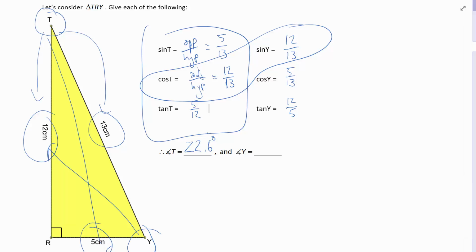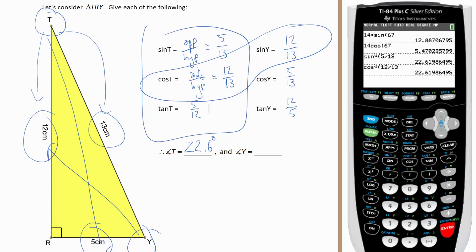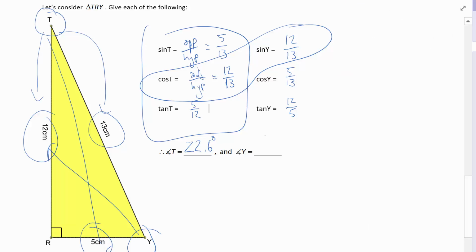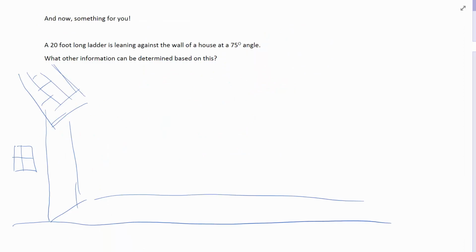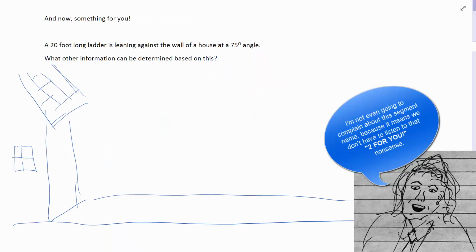Now solving for angle y, I could simply subtract from 180, but since I've got these new trig ratios, sine and cosine, I'd like to test them out on the calculator as well. So let's do the inverse sine of 12 over 13, getting 67.4. Or let's try tangent this time, of 12 over 5, 67.4. So we know that angle y is 67.4 degrees.